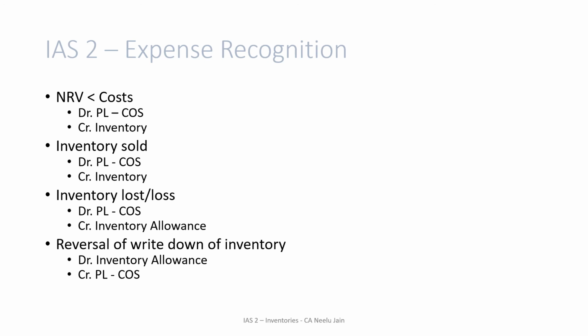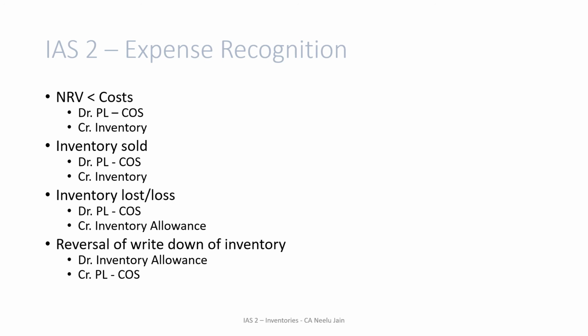Reversal of write down of inventory. If you see under the third matter where loss of inventory is there, we have particularly used inventory allowance because in case of reversal of write down of inventory, we can use the same account. So in case of reversal of write down of inventory, you can use the inventory allowance account and credit the cost of sales account.